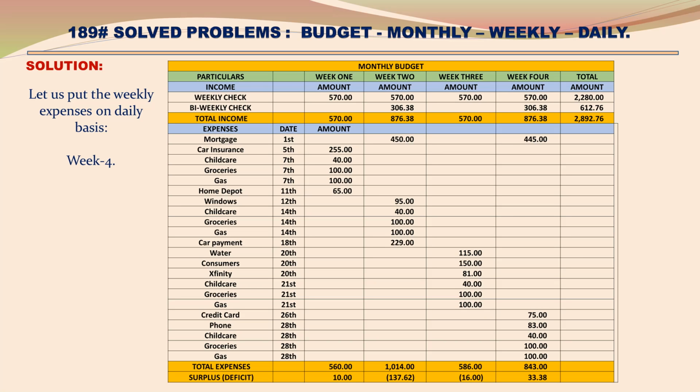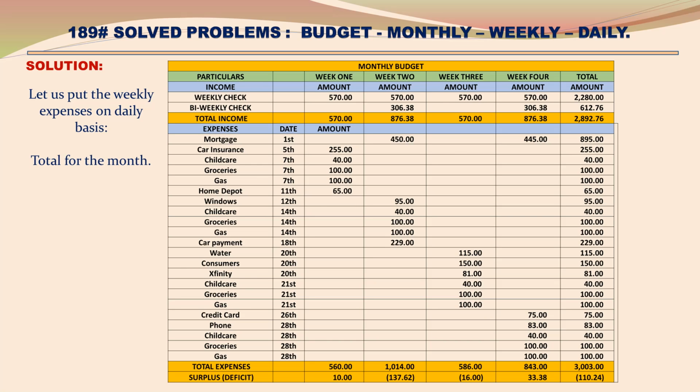Let us put the weekly expenses on a daily basis for week 4. Mortgage 1st 445, credit card 26th 75, phone 28th 83, child care 28th 40, groceries 28th 100, gas on 28th 100. Total expenses 843, total income 876.38. There is a surplus of 33.38 during week 4.